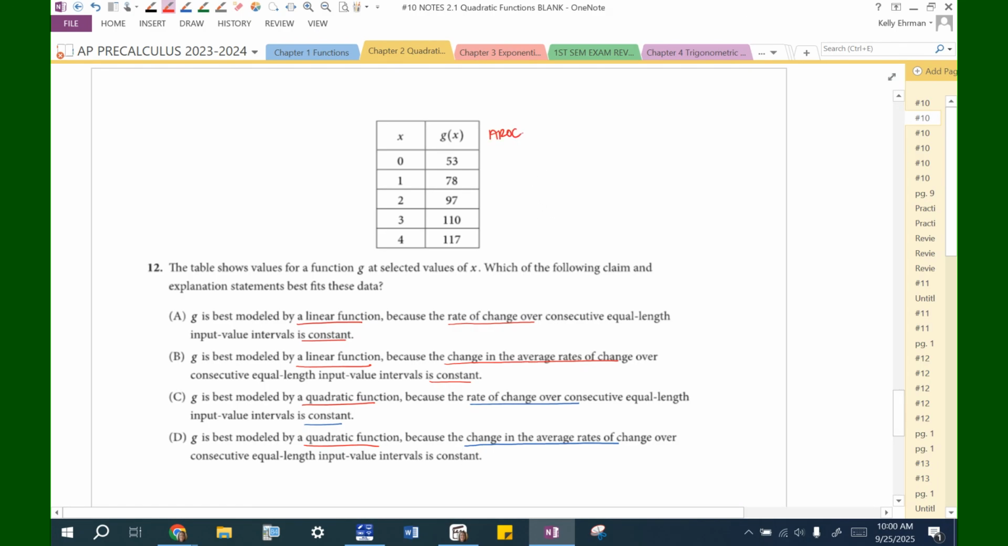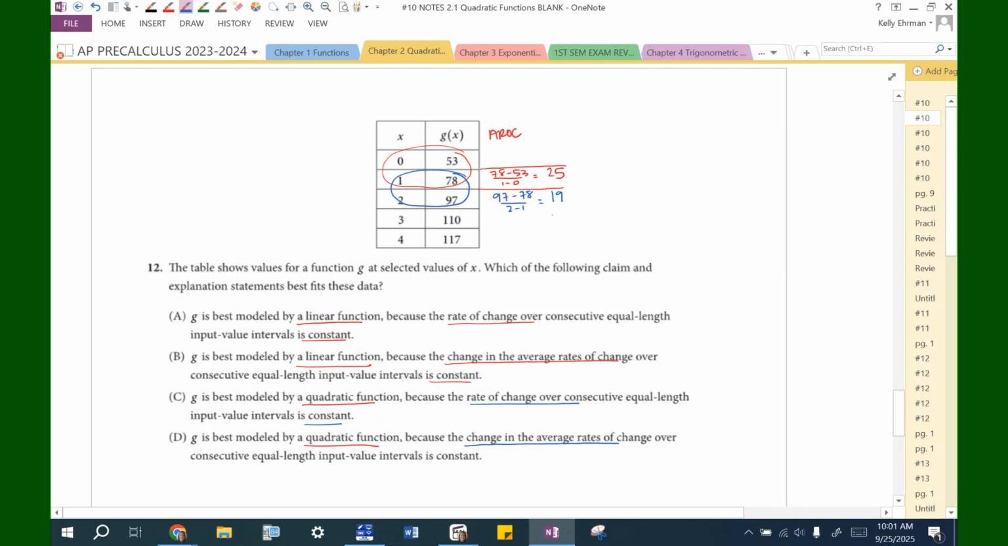Let's call that AROC, the average rate of change between these 2 points, use these 2 points. It would be 78 minus 53 over 1 minus 0. Nice thing about this table, the x's are going up by 1, so we're really just subtracting y values. 78 minus 53 is 25. So this first average rate of change was 25. Now find the average rate of change between the next 2 points, so from 1 to 2. So 97 minus 78 over 2 minus 1. 97 minus 78 is 19.